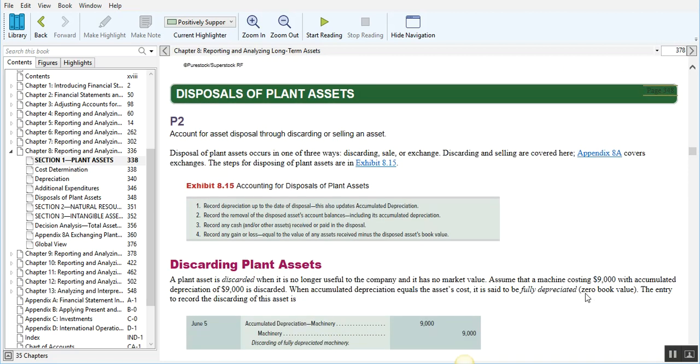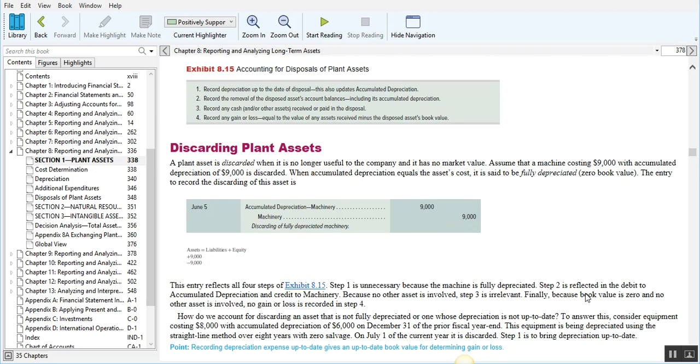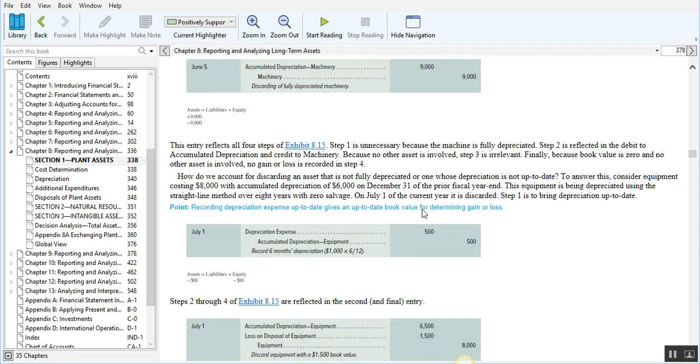When you get rid of a piece of equipment or any kind of an asset, if you have it fully depreciated and all you do is scrap it out, there's no gain or loss. You just basically write off the equipment here, the credit for the equipment, write off the accumulated depreciation, and you're done. There's no expense related to that.